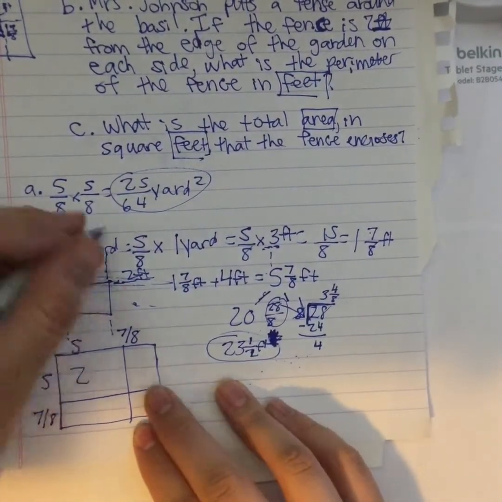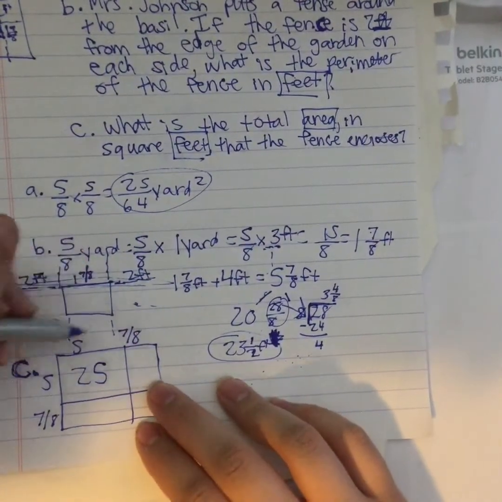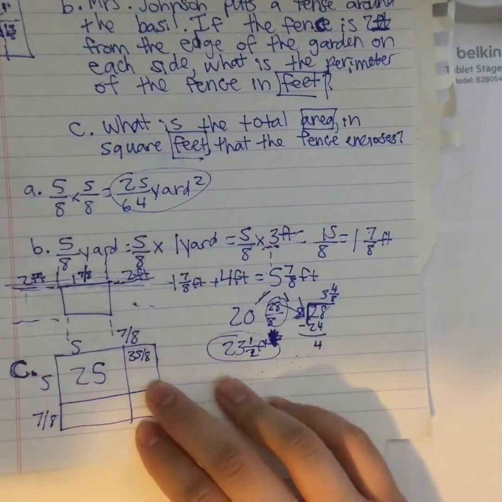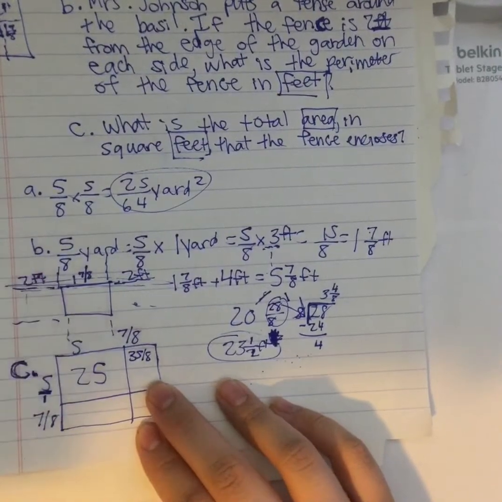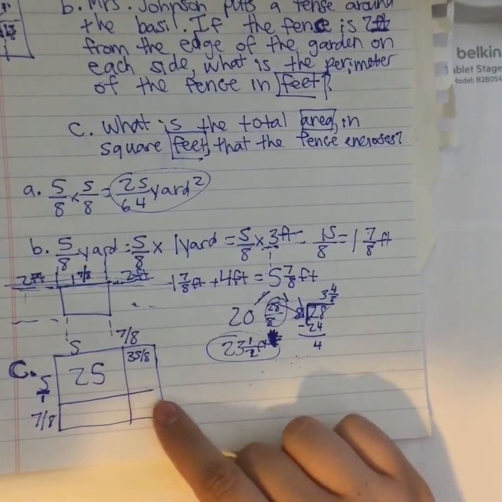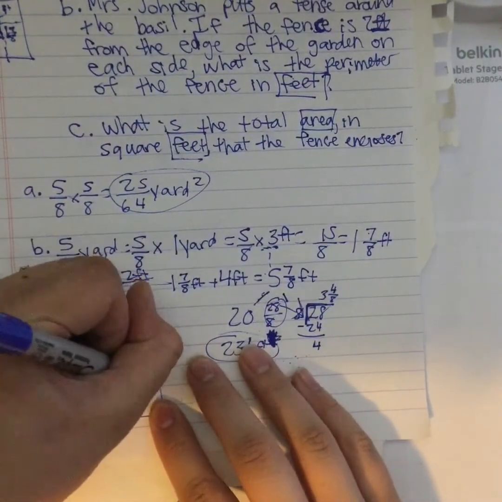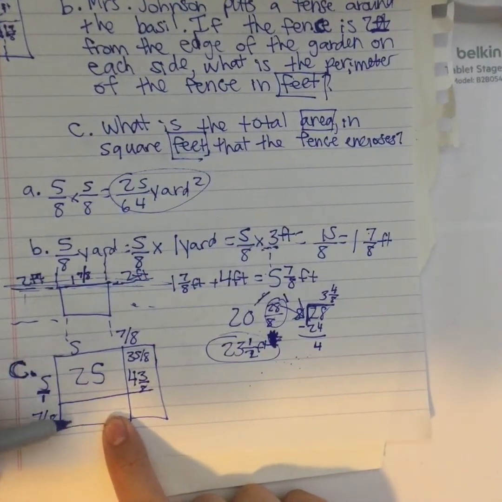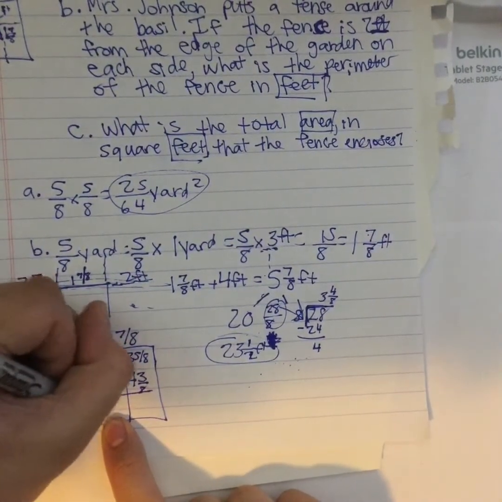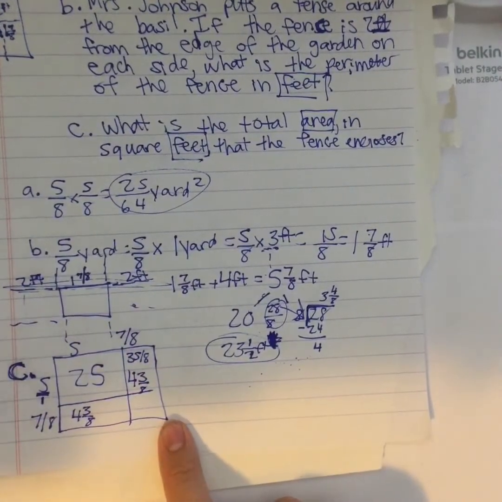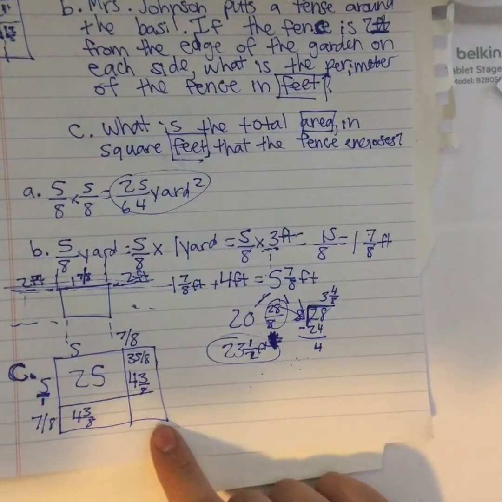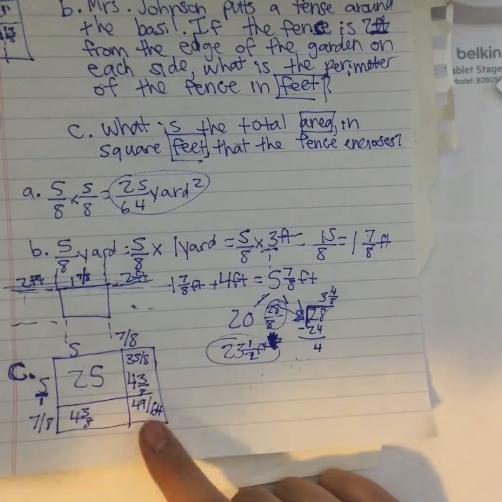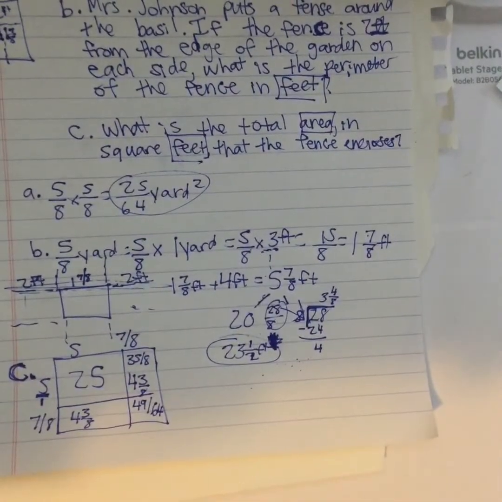5 times 5 is 25. 7/8 times 5 is 35/8, because remember, there's an invisible 1 as a denominator. If you were to convert that into a mixed number, that would be 4 3/8. Same thing here, because it's still 5 times 7/8, so that would be 4 3/8. Over here, we have 49/64. Wow, that is quite a large fraction.